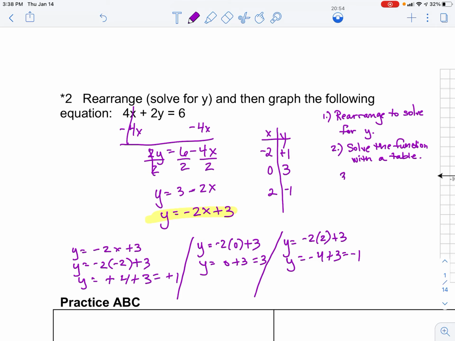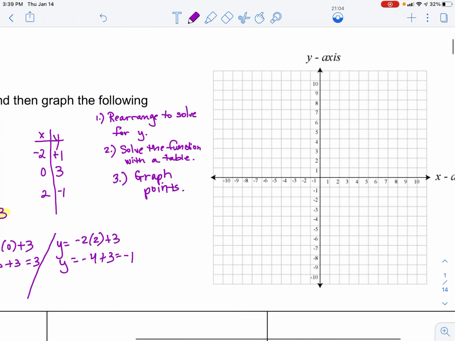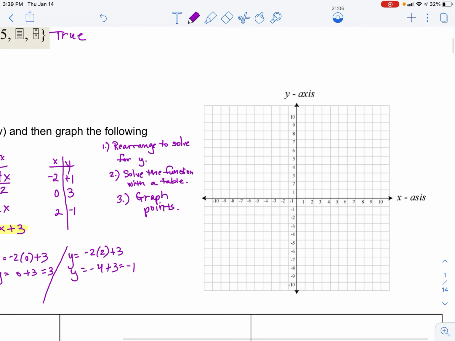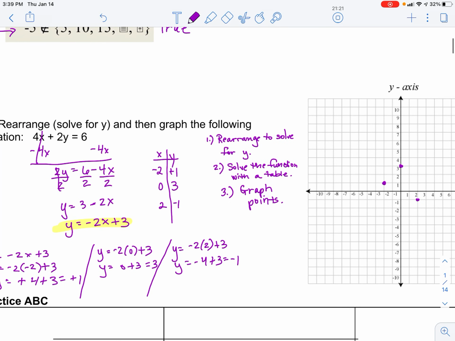Okay, so the third thing we're going to do is graph this. Graph your points. Okay, and you have a nice graph here. So we're going to take what we found in our table and put it on our coordinate plane. So -2, 1, 0, 3, and 2, -1. Oh, that can't be right. What did I do wrong?